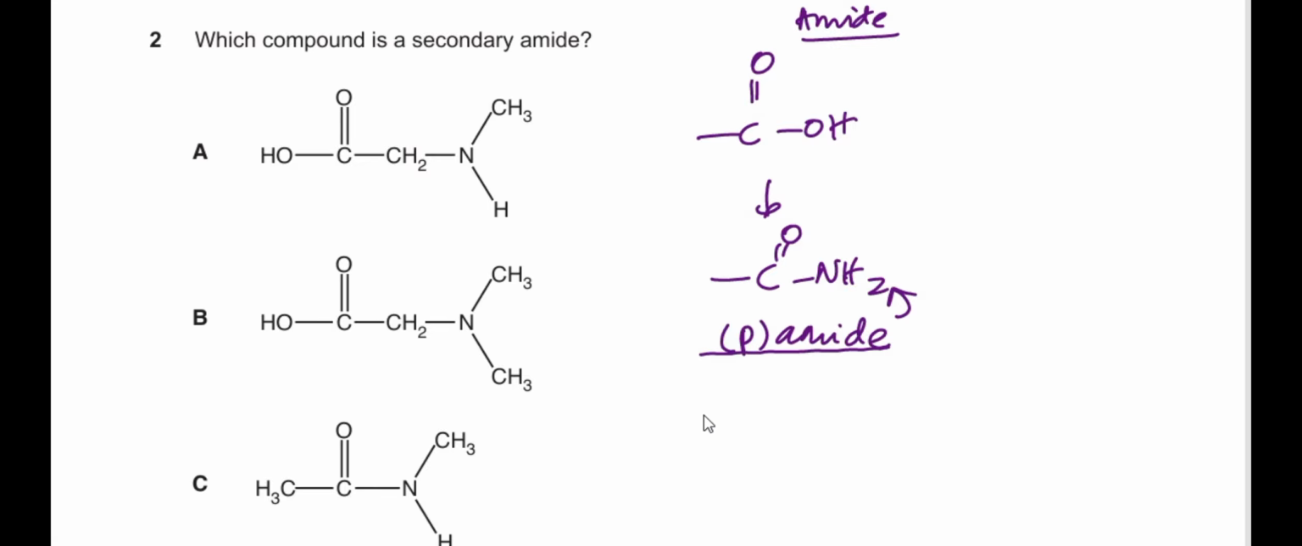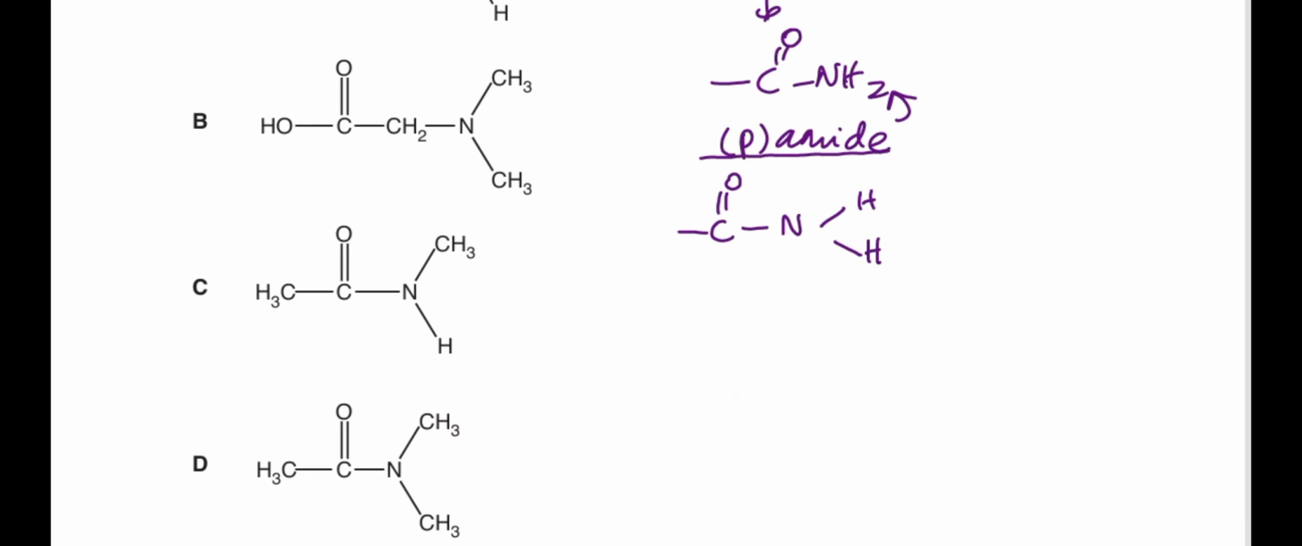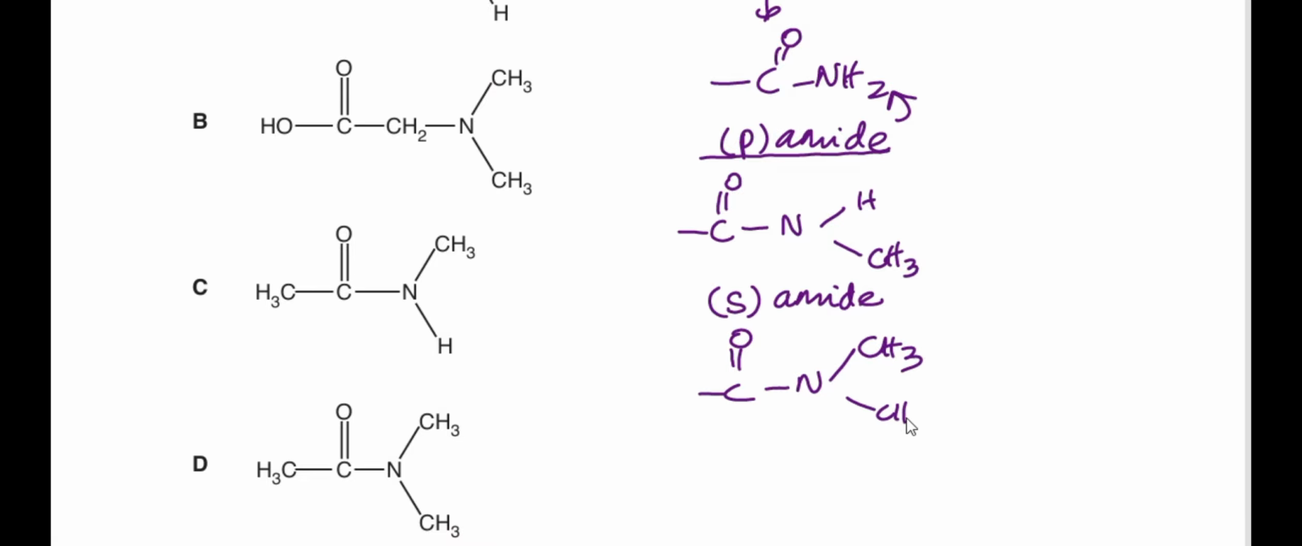Therefore, to form an amide, it's compulsory that the nitrogen atom should be linked with a carbonyl group. Now, suppose one more hydrogen atom is replaced by an alkyl group, then it becomes a secondary amide because 2 carbon atoms are now linked with the nitrogen atom. And if the other hydrogen atom is also replaced by another alkyl group, then it becomes a tertiary amide.